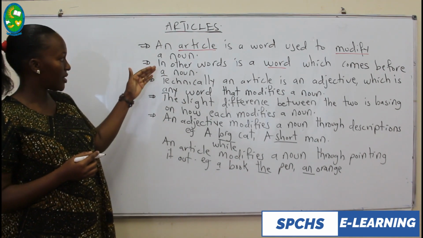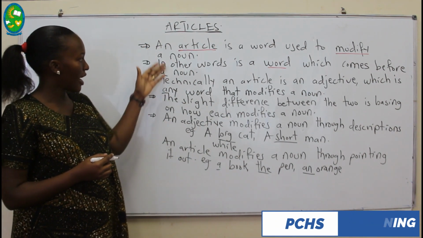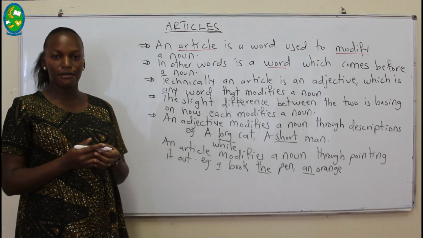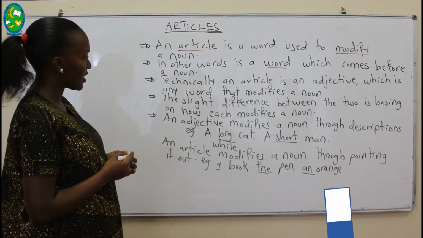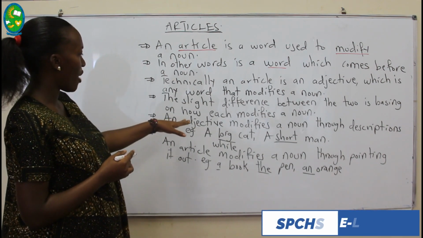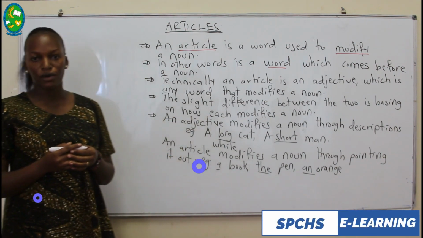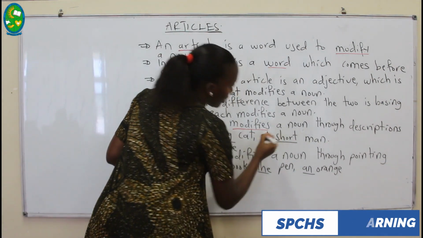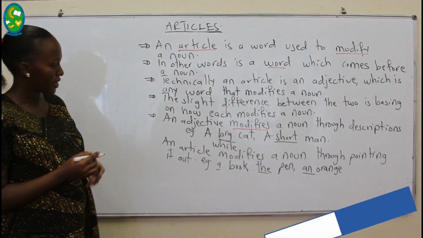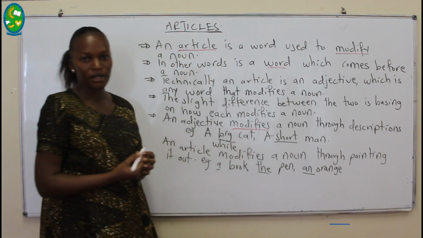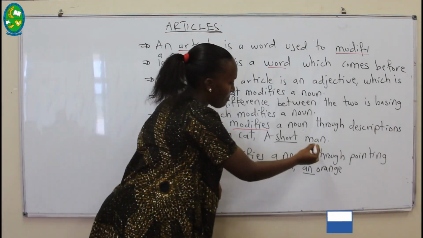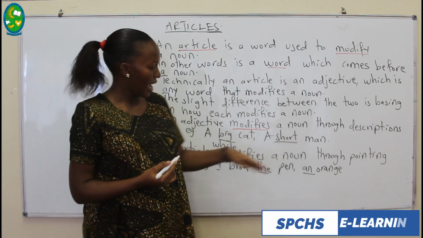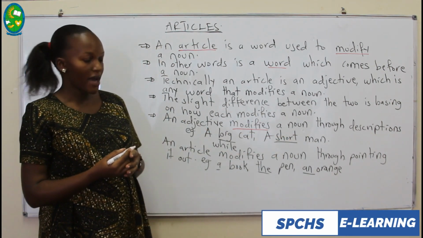So these two words, an adjective and an article, both modify a noun, but they have a slight difference. The difference is based on how each modifies a noun. An adjective modifies a noun through description. For instance, a big cat, or a short man. So the adjectives big and short have described a cat and a man.